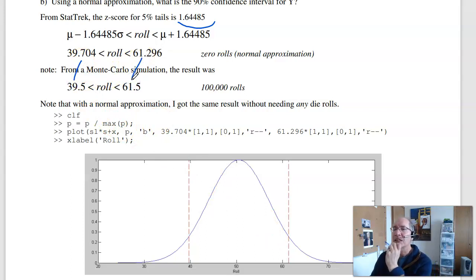But I got the same answer without ever having to roll the dice. That's the power of statistics. If I use Monte Carlo, I might be blowing $1 million. Using statistics, I can do it with 0 measurements. I know what the answer is.